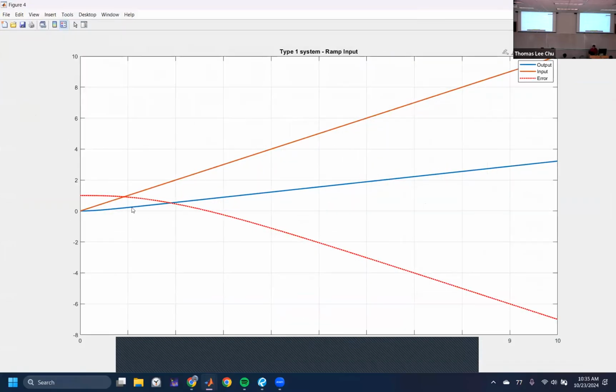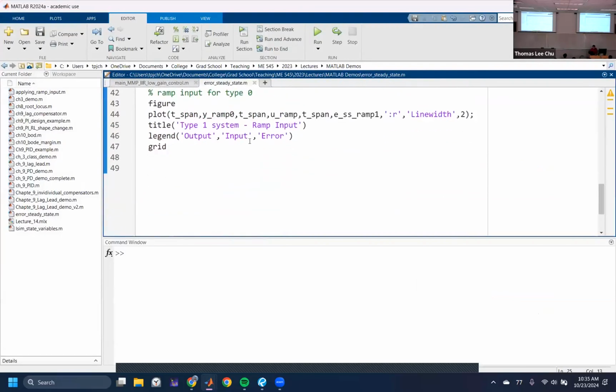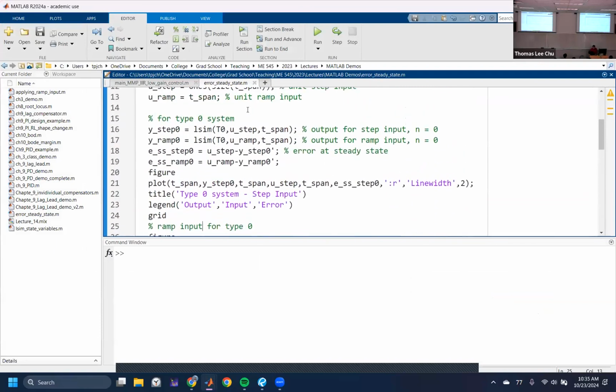Right now it looks like the output and input are diverging. It's because the transient response hasn't decayed yet. So orange is our desired, blue is our actual output. So maybe to see a bigger picture, we have to increase our time scale to 100.